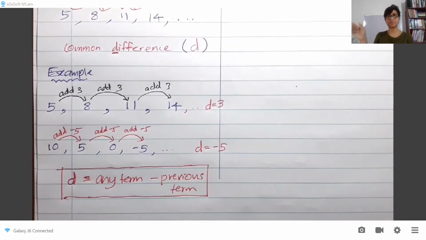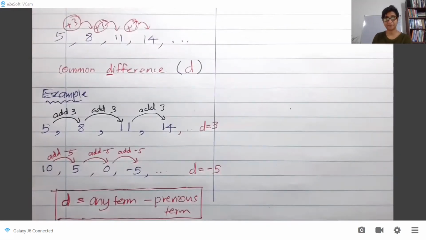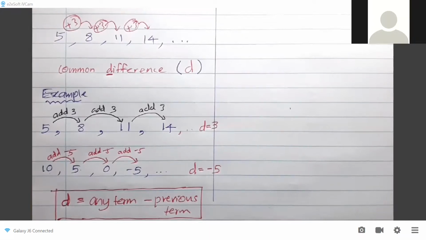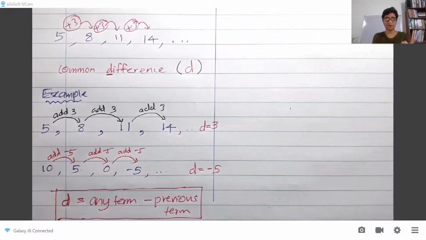So if I give you a sequence, if you want to check whether it is arithmetic, take any two adjacent terms, take one term minus the previous, see whether you get the same answer if you do it for a different two terms. Okay? Is it clear up to there? Yes, teacher.